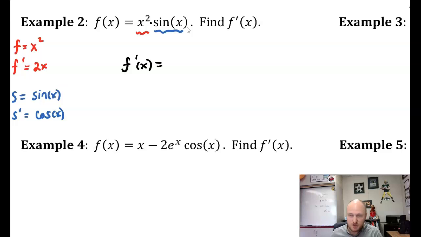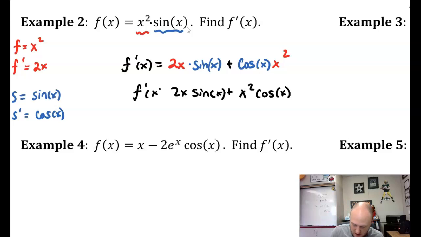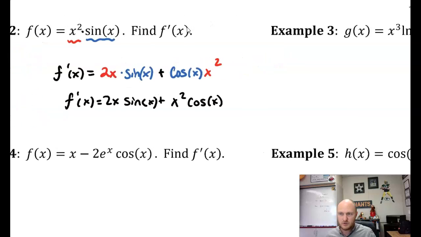So f prime of x, the derivative of the first function, that's 2x, times the second function, that's sine of x, plus the derivative of the second function, that's cosine of x, times the first function, which is x squared. And if you want, you could put that x squared in front, which is generally how it's seen. It would be x squared cosine of x. So that is the product rule. We just took the derivative of two functions that are multiplying. We used the product rule.